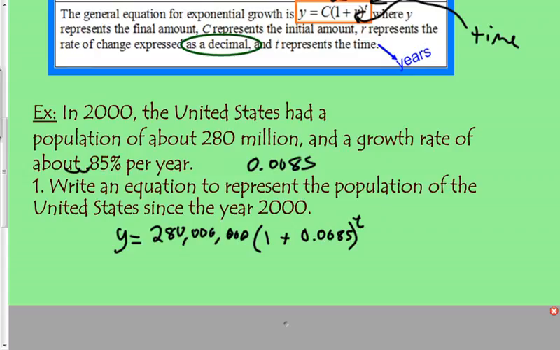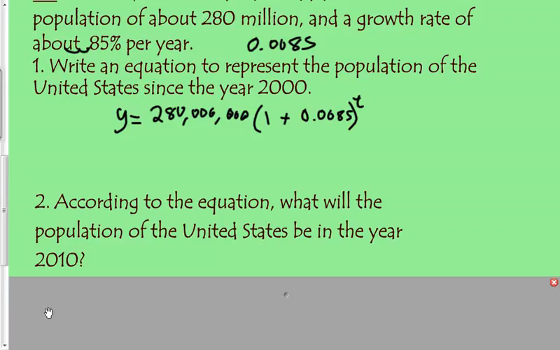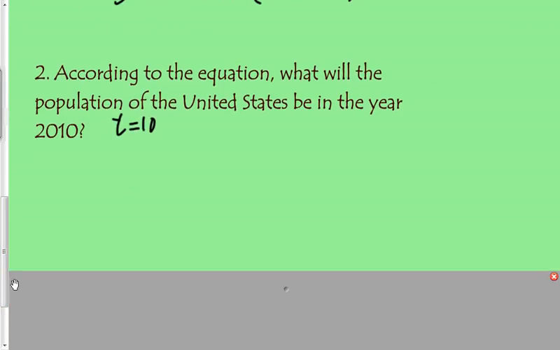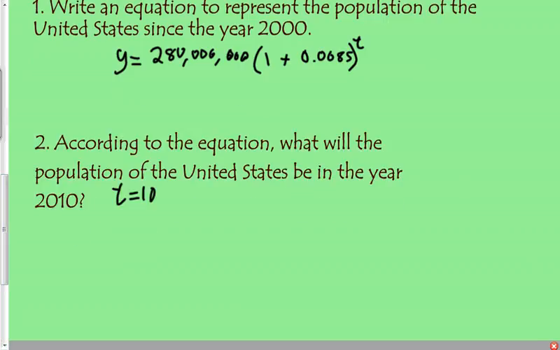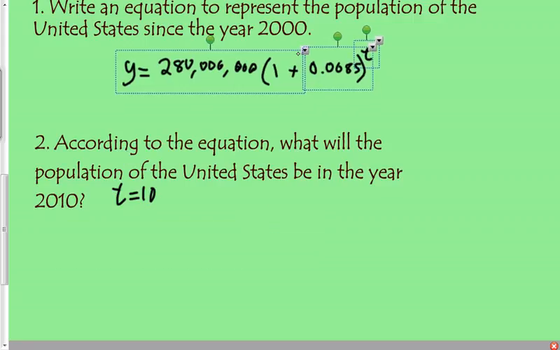That's our equation. And then number 2 says, according to the equation, what will the population of the United States be in year 2010? So we're saying 10 years later. Okay, well, take that formula that we made, that function, and instead of t, actually, you know what? I'm going to do this.